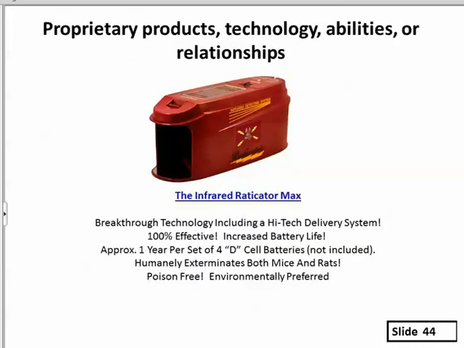And there's the idea of a proprietary product. If you have invented some new technology, some new product that's just the greatest thing in the world, then that may be the best mousetrap. That's what this particular slide is alluding to: a very high-tech mousetrap that does everything you could possibly want a mousetrap to do, other than empty itself. So that may give you a leg up.